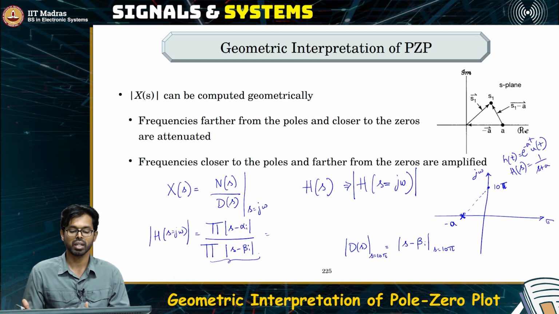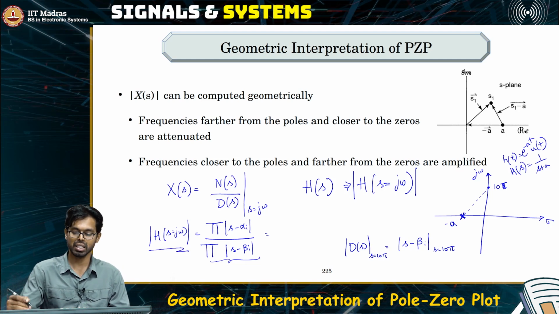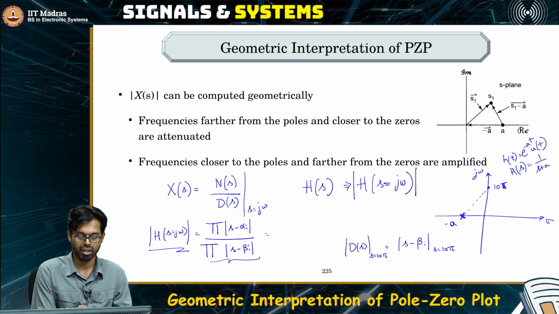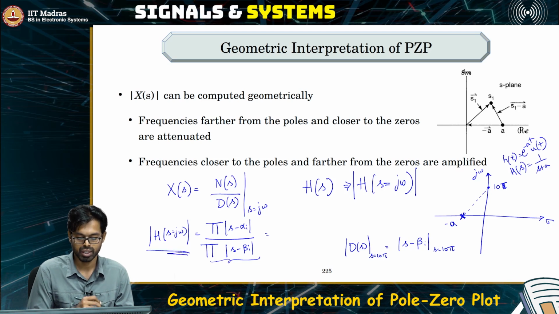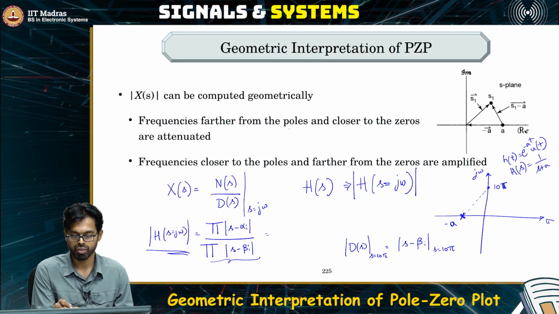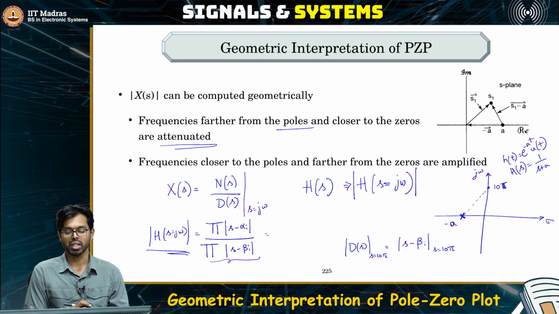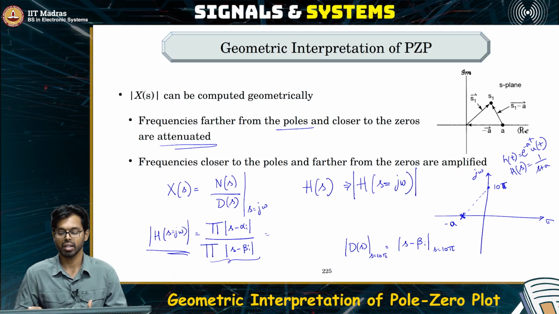If the denominator increases, then the entire expression reduces, which means as the frequency increases, the entire frequency response value comes down. So as you go farther away from the pole, the frequency response value will become lesser and lesser.